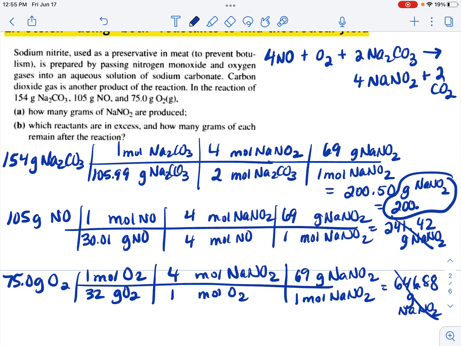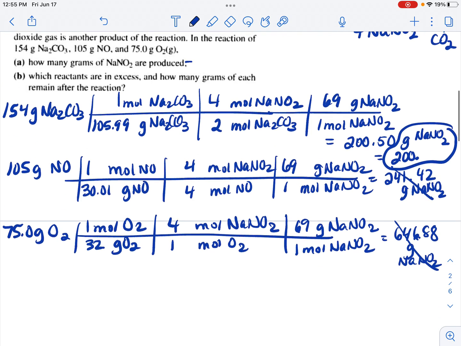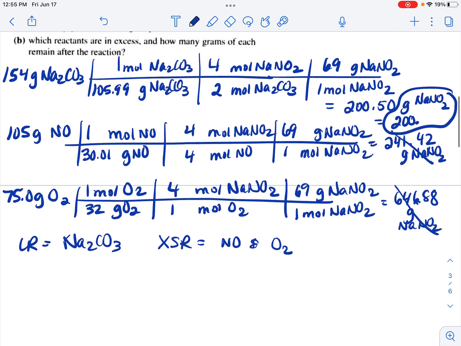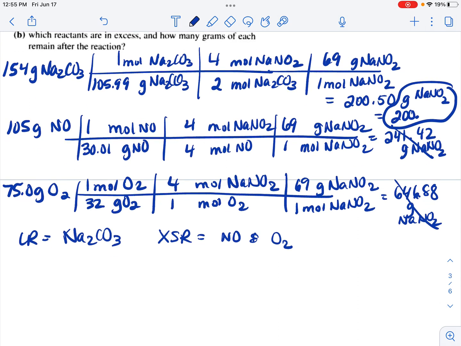grams of NaNO2 as my theoretical yield, as my answer to this part. So this also tells me now that the limiting reactant is the Na2CO3, which makes the excess reactants the NO and the O2. And they want to know how much of each of those is left. So in order to do that, I have to figure out how much of each of those I used, which I'm going to do from my limiting reactant.